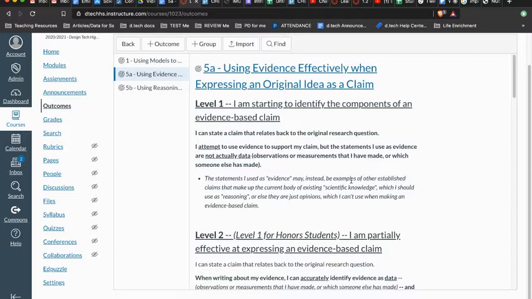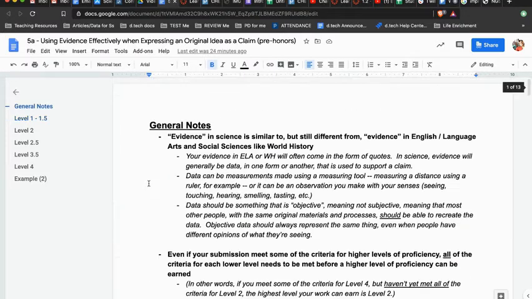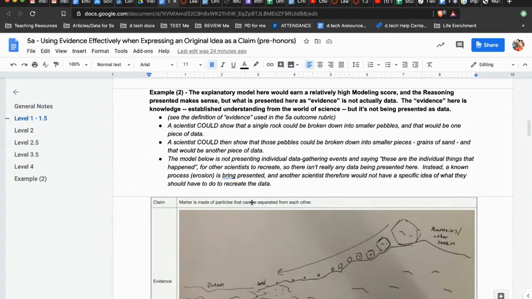So all that said, because this can be a little bit confusing, I wanted to walk you through some examples of submissions for assignment 1.3, where I asked you to take this claim, matter is made of particles that can be separated from each other, and start to think about how you could find evidence for that claim in your everyday life, and then how you would justify the claim using that evidence, using a reasoning process.